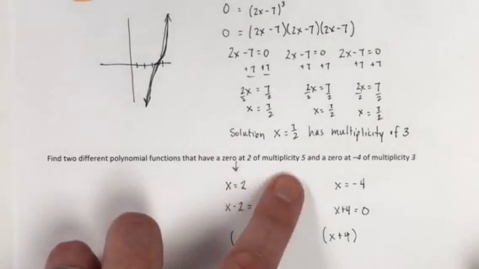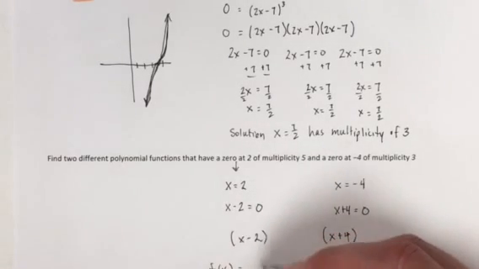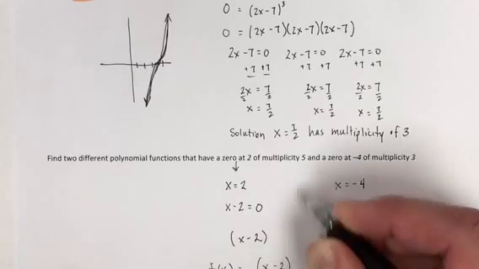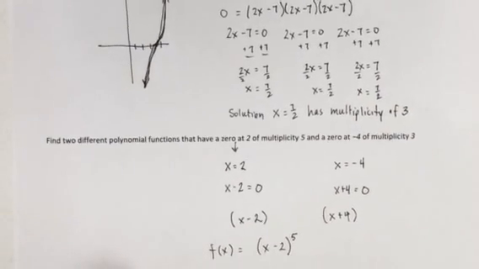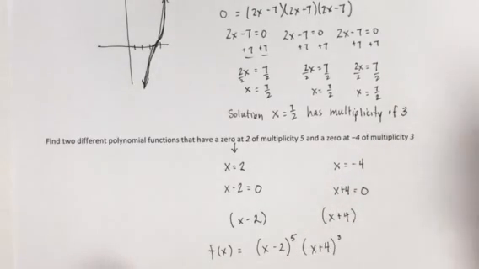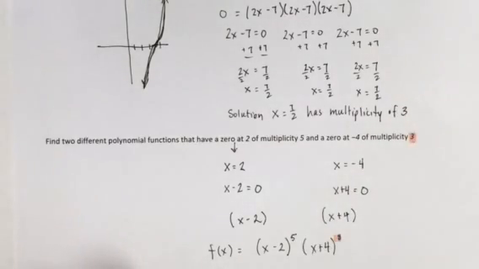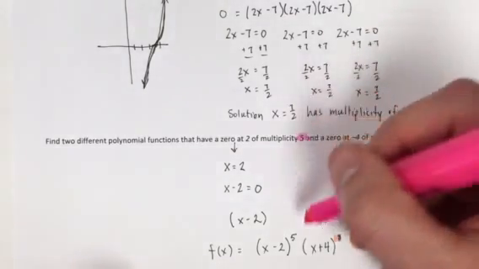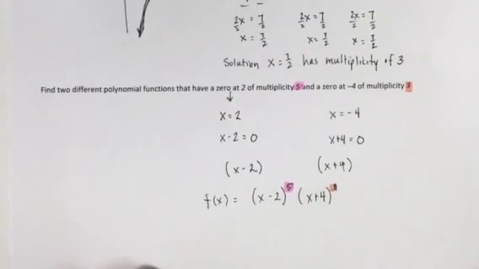Now to address the multiplicity, my polynomial function would be f of x equals x minus 2. There's the factor, but it was supposed to happen 5 times. So I have x minus 2 to the 5th power times x plus 4 with multiplicity of 3. And so there's a basic polynomial function. Now from there it asks for 2 different versions of it.